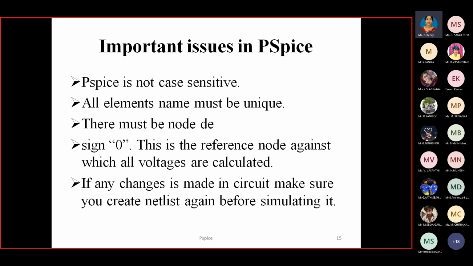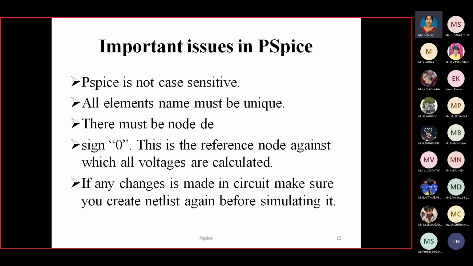Okay. So for digital circuits, we have these voltage levels. This is the voltage level from where the other voltages will be measured. That is the reference node or reference voltage. If any change is made in the circuit, make sure you create the netlist again before simulating it. If we make other changes, we need to save it from time to time, because sometimes it might not take care of that. When you go for simulation, the software will make the netlist again. These are a few issues in PSpice software.